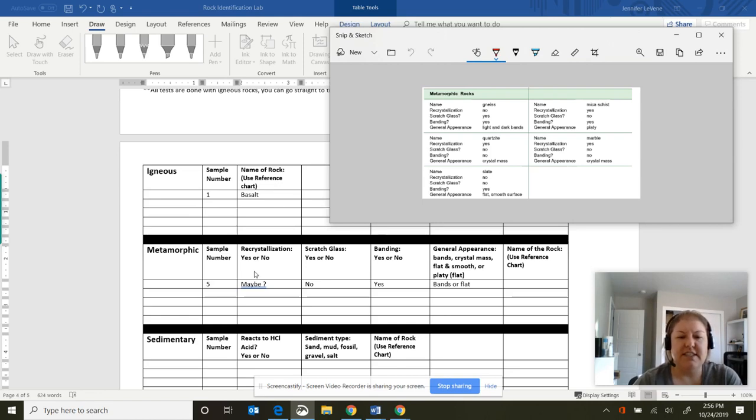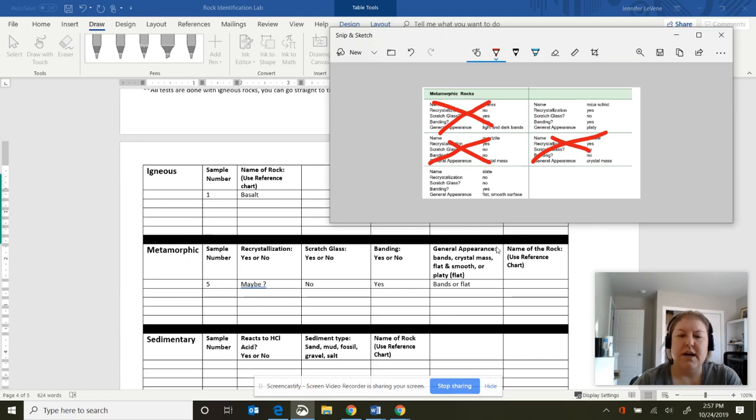So recrystallization. We weren't quite sure, so we're going to leave that for the next one. Scratch the glass. Yes or no? No, it did not scratch the glass. So can't be this one because that one's scratched. This one was no. This one was no. This one was no. And this one was no. Okay, so we got rid of one. Hey, that's an accomplishment. Okay, so banding. We absolutely know yes for banding. So we go down, find banding. No, gone. Banding yes. Banding yes. Banding no. Okay, so we got rid of two more.